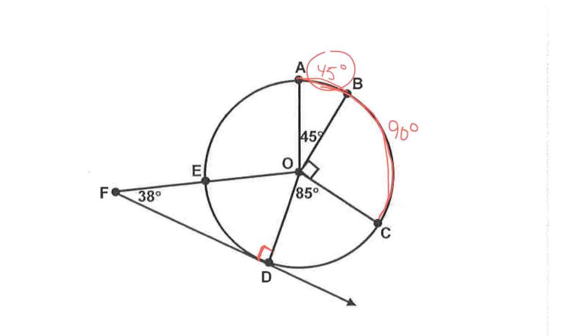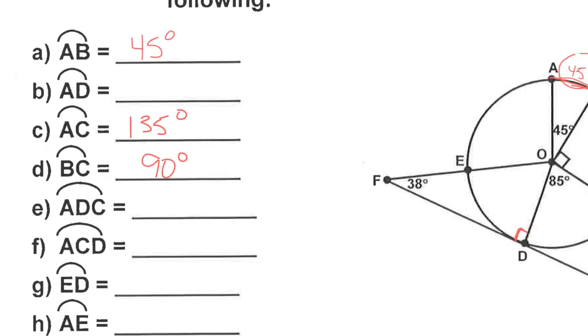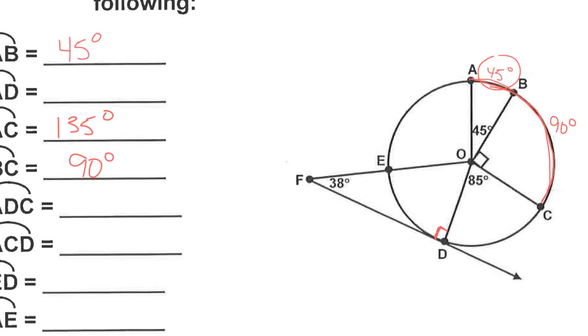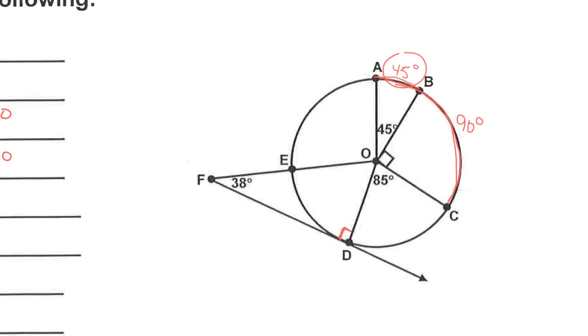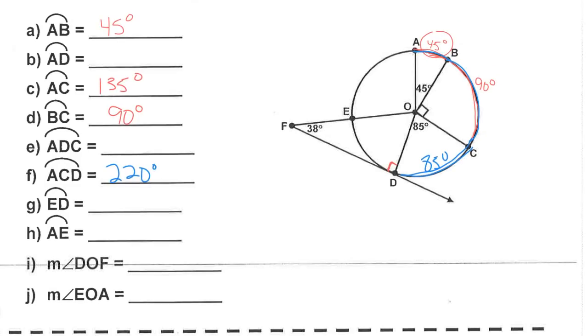Let's see, how about ADC? So that's all the way around. I don't know what A to E is yet, so I can't find that. So we'll put that off for just a second. How about ACD? All the way from A to C to D. I think we can find that one. We know AB, we know BC, and we actually know CD as well as 85. So we can add all those up. It looks like we have 45 plus 85 plus 90 makes ADC 225 degrees. I'm sorry, ACD. I wrote it on the wrong one. 220 degrees.